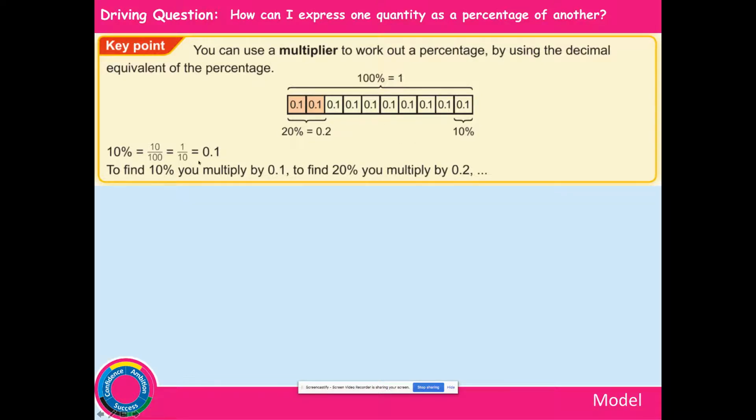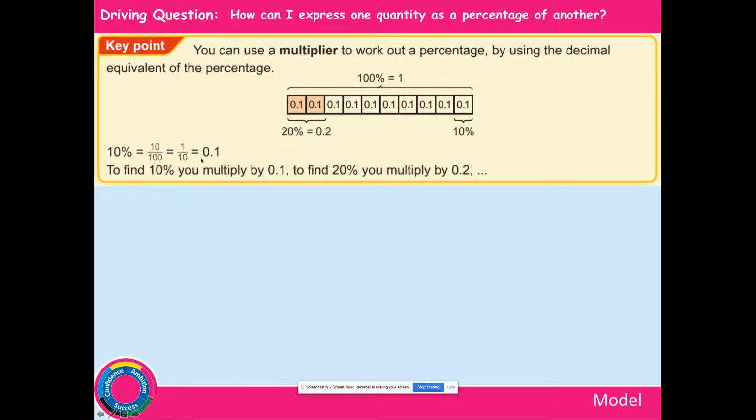So 10%, one little piece, we could write that as 10 over 100 if we wrote it as a fraction. They both end in 0, so we could cancel out one of the zeros on top and bottom by dividing by 10, which shows 1/10.